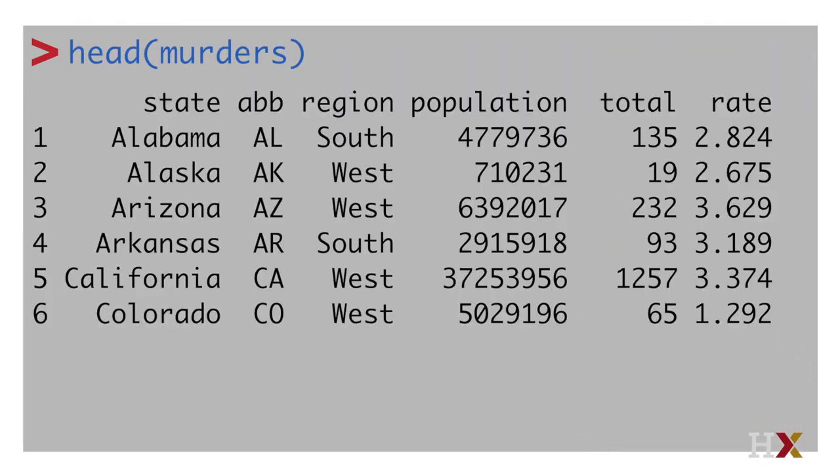We can see the new column by just looking at the murders data set, and we can see there's a new column called rate, and it has the murder rates. Note that we have redefined the murders object. And remember that if you reload it from the dslabs package, you will overwrite what you've just created. All right, now let's learn about the filter function.